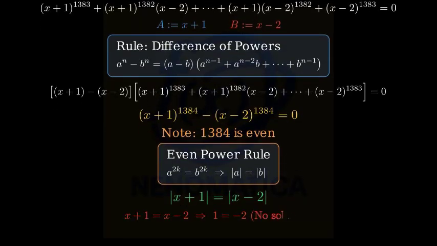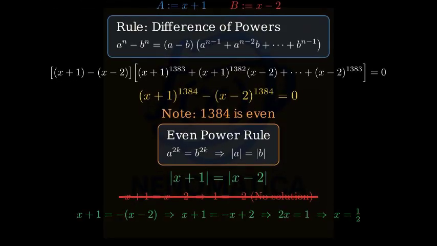Case 1: x plus 1 equals x minus 2. This would say 1 equals negative 2, which is impossible. Case 2: x plus 1 equals negative of (x minus 2). This gives x plus 1 equals negative x plus 2, so 2x equals 1, and x equals 1/2.